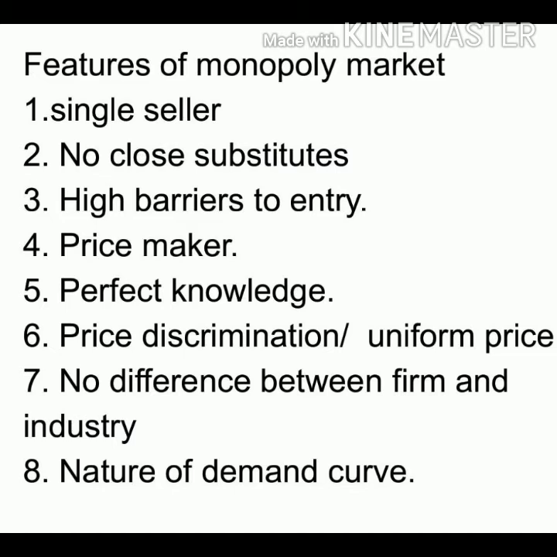And the sixth one is price discrimination or uniform price. The monopolist has complete control over the supply of the product, and the monopolist firm can charge different prices to different consumers of the product.